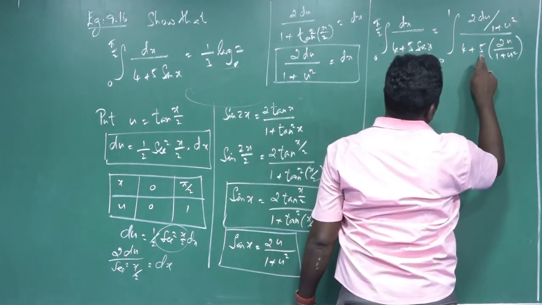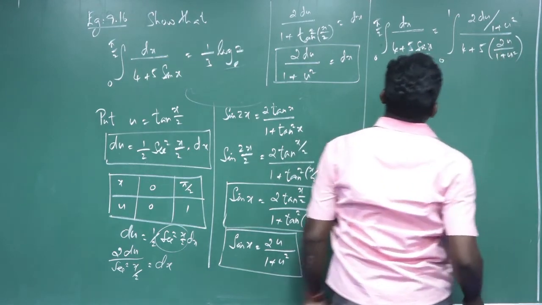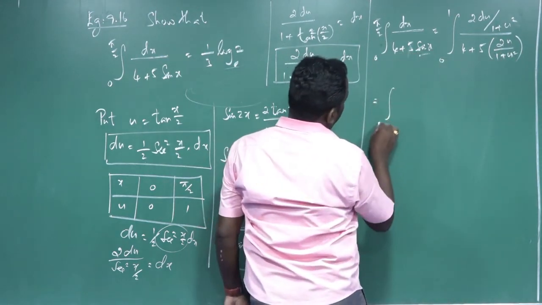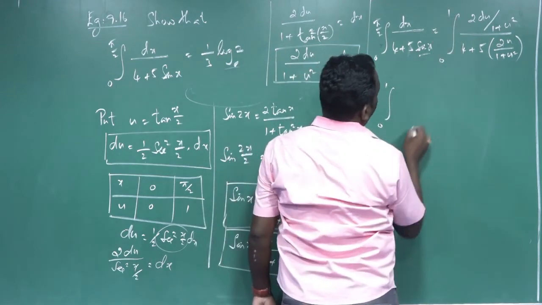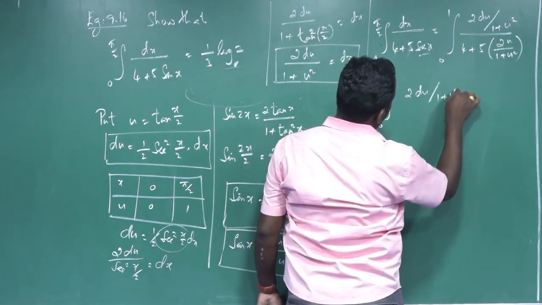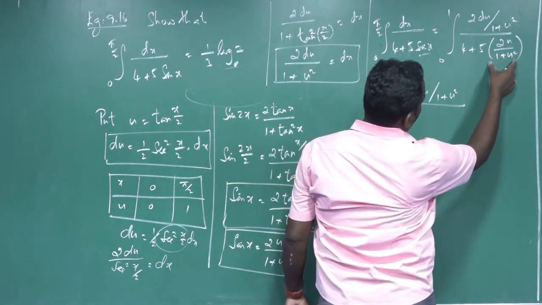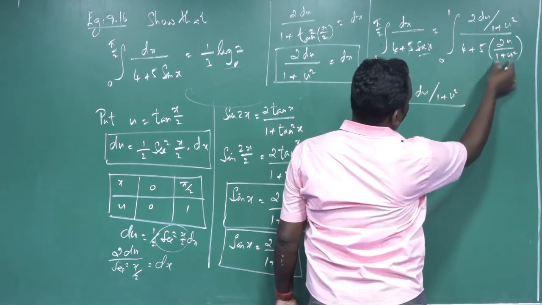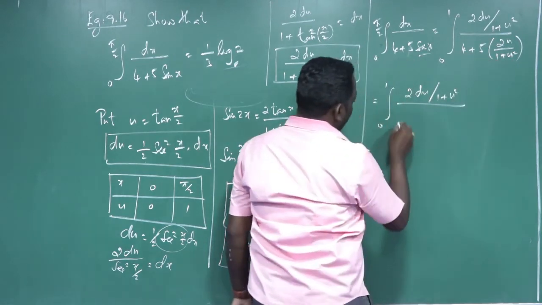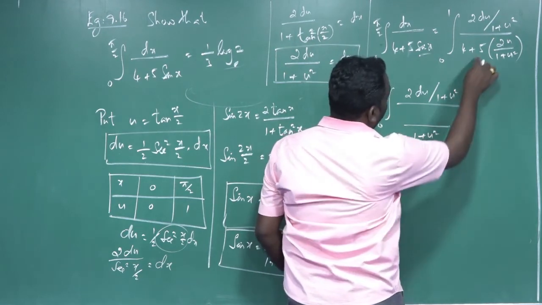So 4 plus 5 sin x is equal to 2u by 1 plus u square. Now just simplify the integral from 0 to 1. The integral from 0 to 1 of 2 du by 1 plus u square is the numerator. Taking the common denominator, 1 plus u square, multiply 1 plus u square with 4. Therefore the common denominator is 1 plus u square.